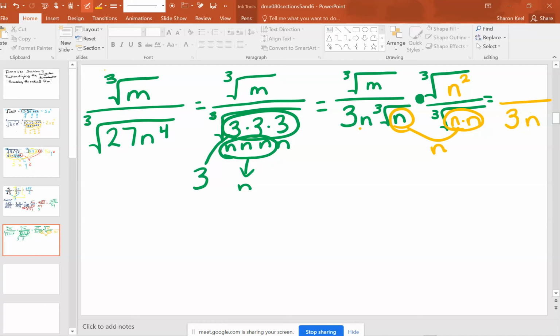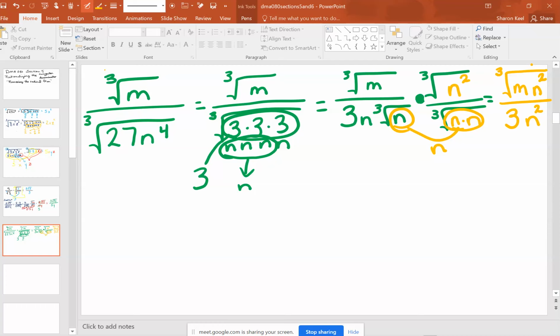Under the radical, it's a cubed root. There is 1m, and then there is the n to the second power. Numerator stays just like it is. We cannot do any more simplifying. So you're going to still keep doing this process, whether they say rationalize the numerator or rationalize the denominator. It's going to be the same either way.